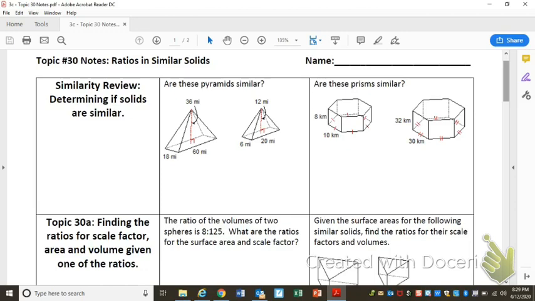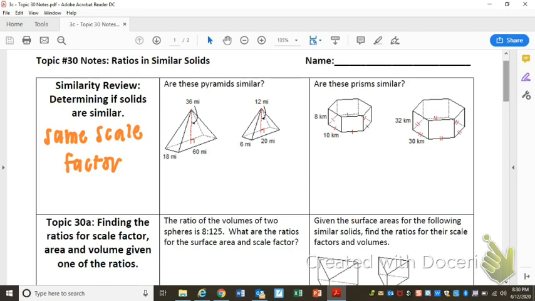Alright, so looking at this first part, it's just going to be some essential knowledge, just some review that we've looked at when we did similar triangles. So the first part is just determining if these solids are similar. And in order to do that, we are going to look to see if they have the same scale factor. We have worked with scale factor before, and it's essentially the same idea.